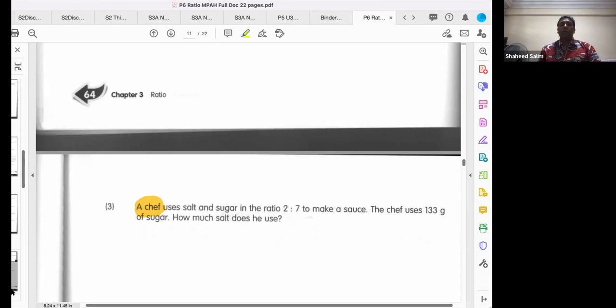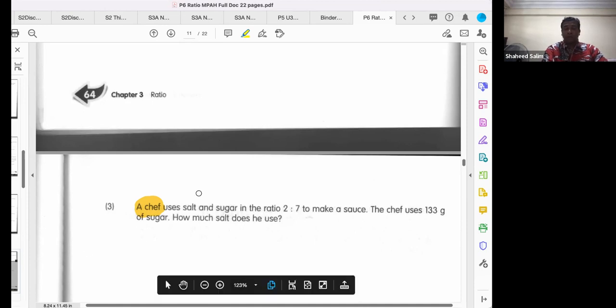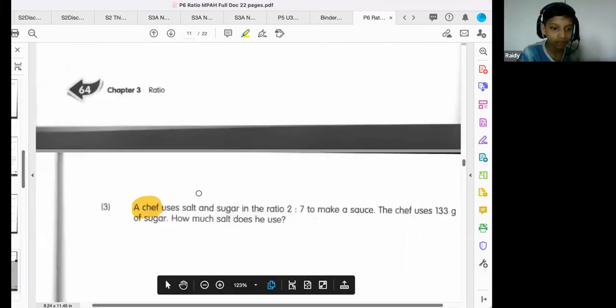Now, a chef uses salt and sugar in a ratio of 2 to 7 to make a sauce. Wow, very fast. Let me see whether you're right. 2 to 7. Okay, can you use calculator, please? Please use your calculator. We don't have time to do timetable stuff. Well done, Raidi. What about the rest? You didn't use your calculator for this? Use your brain. Wow.